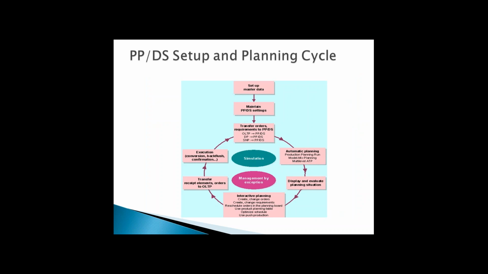And this is the PPDS setup planning cycle, how the PPDS process flow starts. It starts with a setup of master data, which is nothing but ECC data which we are transferring to APO, maintain PPDS settings, and transfer order requirements to PPDS. That means requirements to PPDS. What are the options you have to transfer the requirements to PPDS? Maybe you will get from ECC, or from DP, or from SNP.